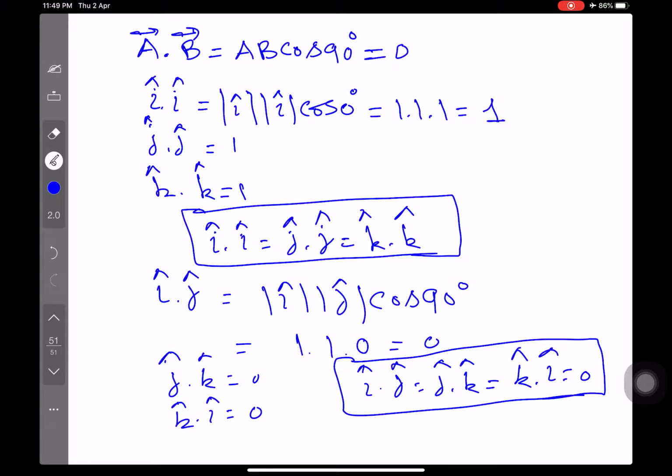Dot product of two vectors in terms of their rectangular components. Suppose we have two vectors A and B. Vector A has three components along x-axis, y-axis and z-axis. These are called rectangular components of the vector A. If these components are denoted by AX vector, AY vector, AZ vector, then I can write vector A equal to AX vector plus AY vector plus AZ vector.